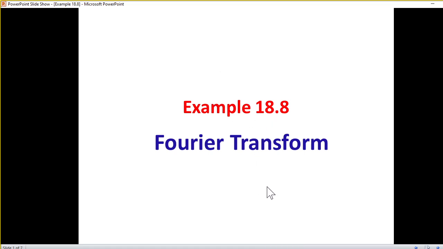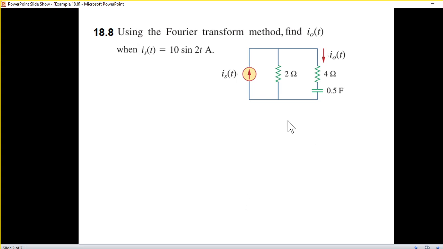Bismillahirrahmanirrahim. This is another question from Fourier Transform, chapter number 18. Here we'll be discussing example 18.8 solved in the book. And this is on the request of a student from University of Namibia. Let's see. This is the question.